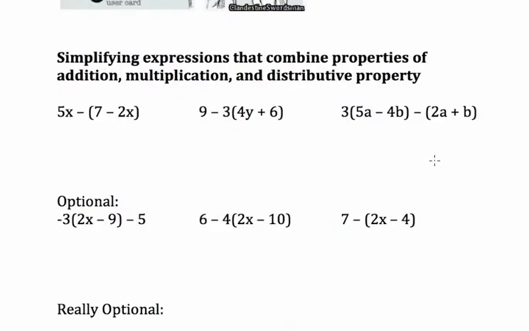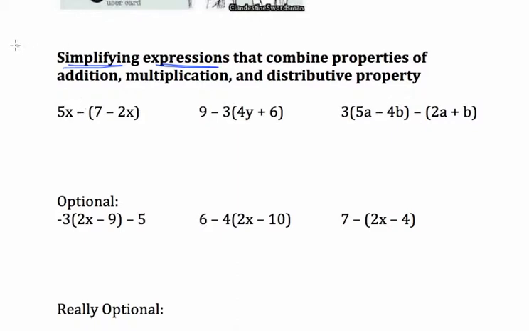What we're going to work on now is still simplifying expressions, but we're going to do longer ones that combine adding, multiplying, and the distributive property together. We're going to talk about what order to do these things in and how our answers are going to look. First, 5x minus 7 minus 2x. The first thing that we need to do is distribute.